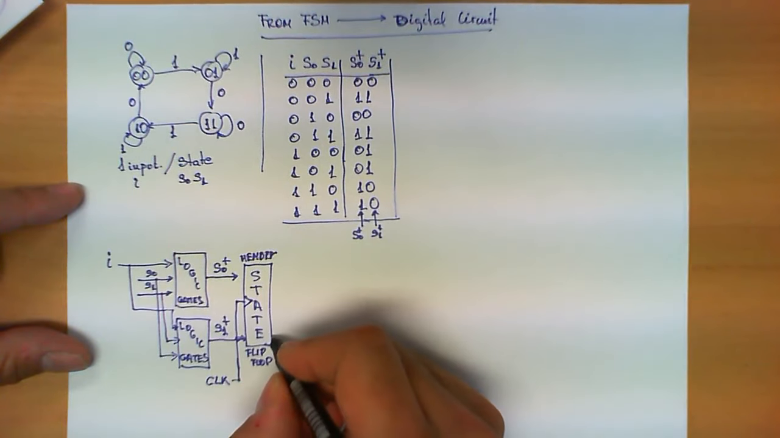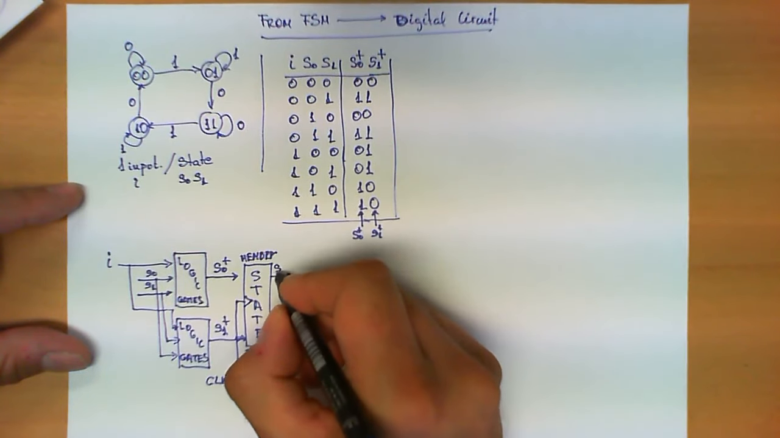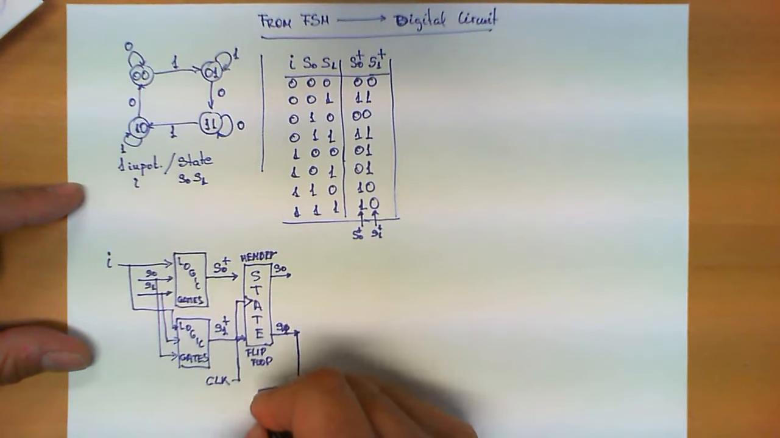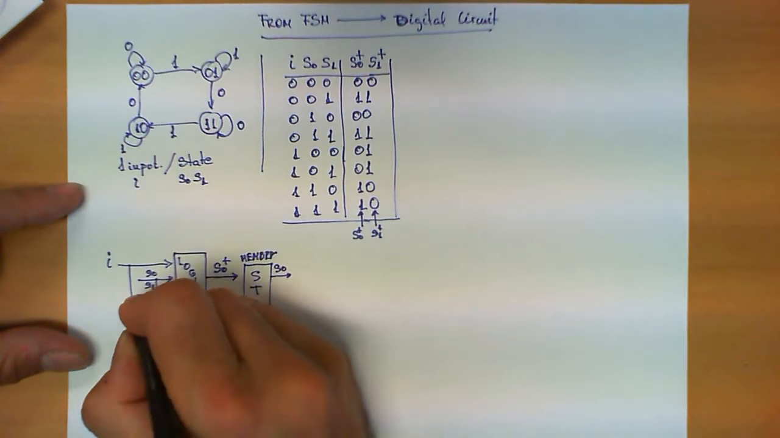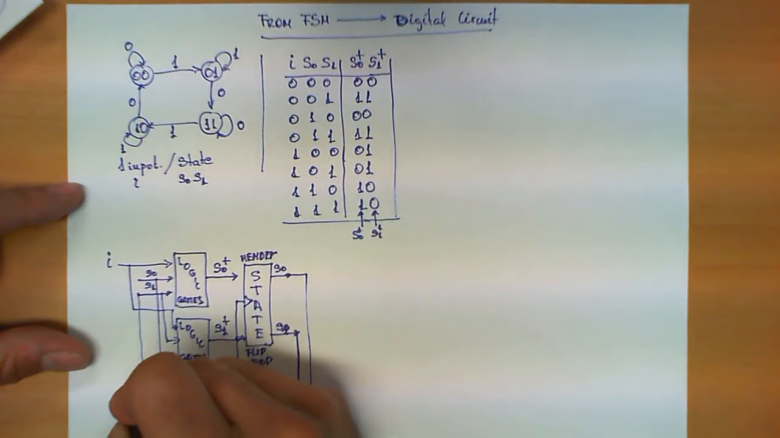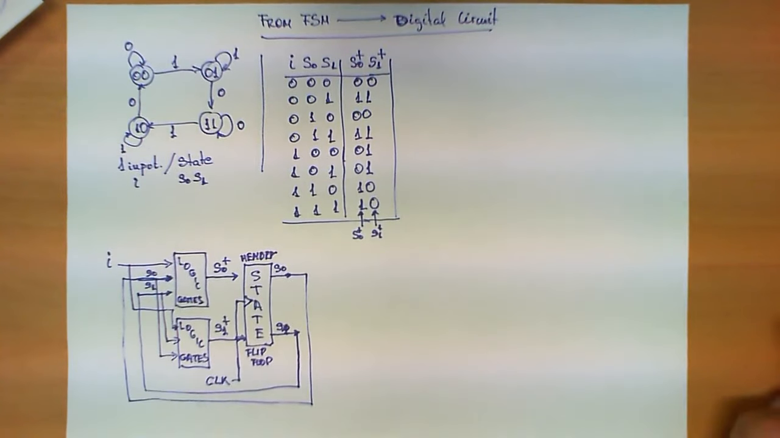And therefore, what we have here is precisely the value of S1 and S0, and therefore, they need to be connected to S1 over here and to S0 over here. Now, this is the resulting implementation of this finite state machine.